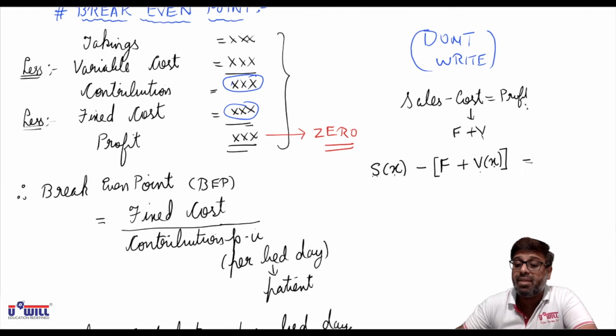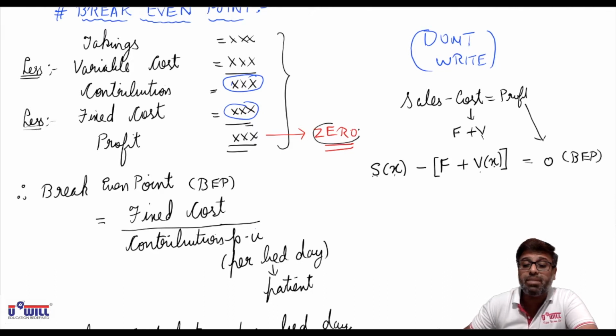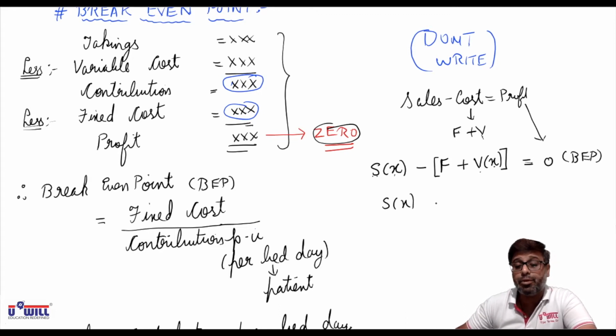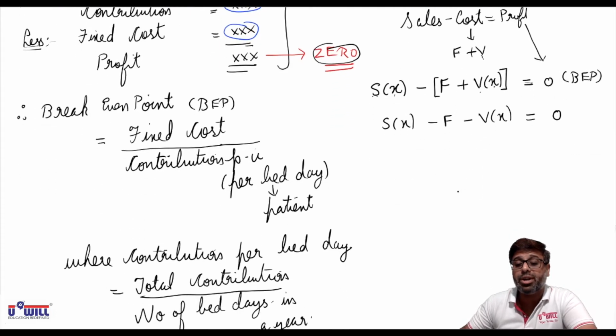And at the break-even point, the profit would be 0. Break-even point means a situation where the profit is 0. So further, if we expand this statement, then selling price into number of units X minus fixed cost minus variable cost into number of units X equals profit, which would be 0 at the break-even point.